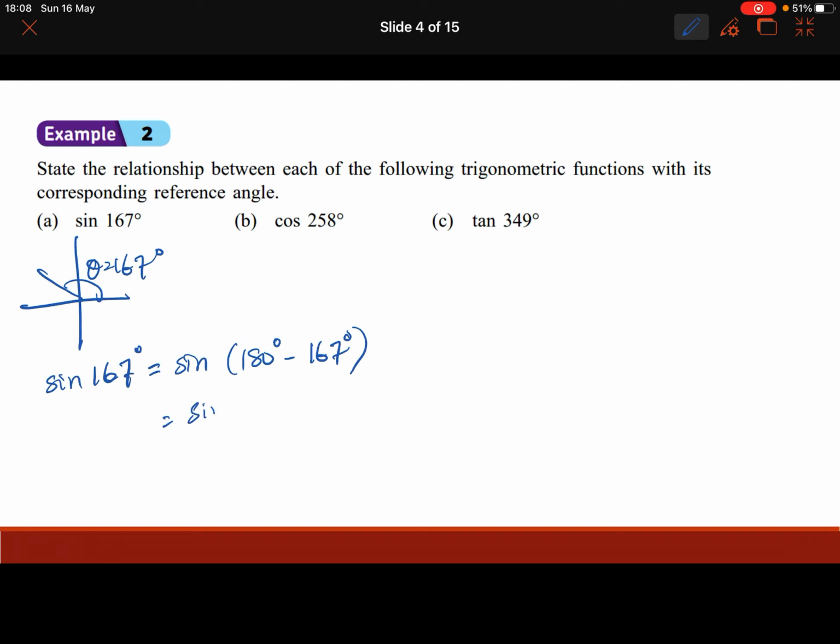So equals to sine 13. Well, why do I say sine 167 equals to sine 180 minus 167? It's because of the relationship just now. Okay, so we know that the corresponding reference angle for 167 is 13. So that means if you want to find the value of sine 167, we can use the value from the corresponding reference angle, which is 13.